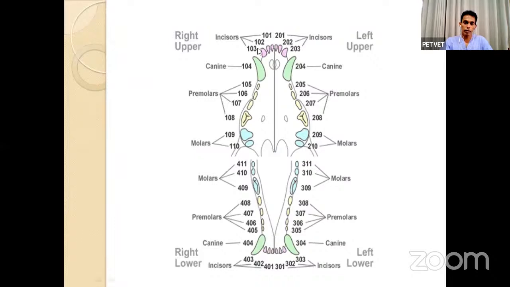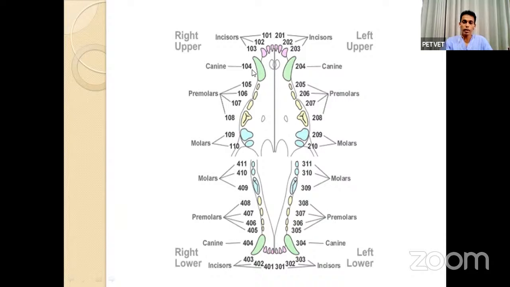So if we take the first quadrant first, these teeth are the incisors, then canine, and these ones are the premolars and molars. On the right side, there are 3 incisors. The first one is 01, second one is 02, third one is 03. That is the second and third digit, and the first digit is 1 because it's the right upper, first quadrant. So this tooth has a number called 101. That is the right upper first incisor.